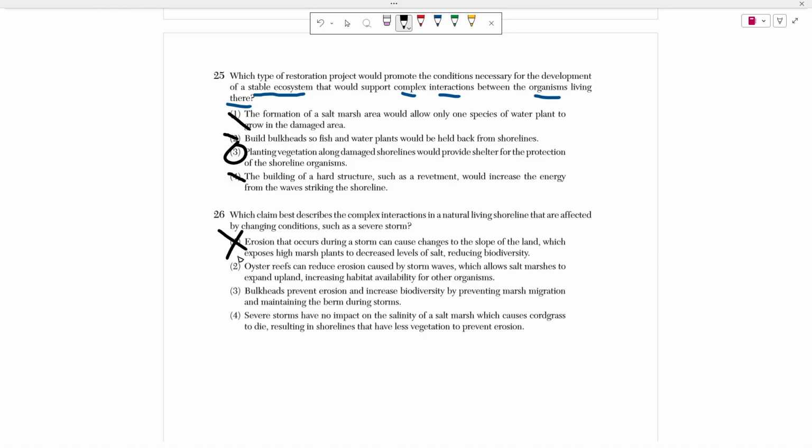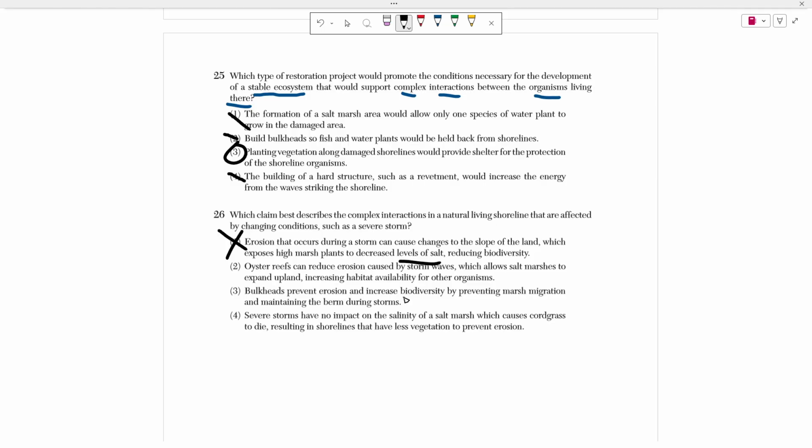This is false, because if you have a storm, right, you're increasing the water level. So if you're increasing the water level, you're increasing the exposure of these plants to levels of salt, right? If the water level is high, that means there's more salty water hitting you. So that won't decrease the levels of salt. If anything, that will increase the levels of salt because you're further submerged in this salty water.